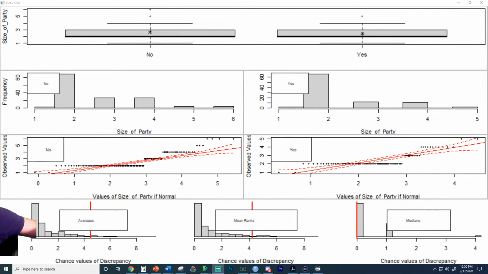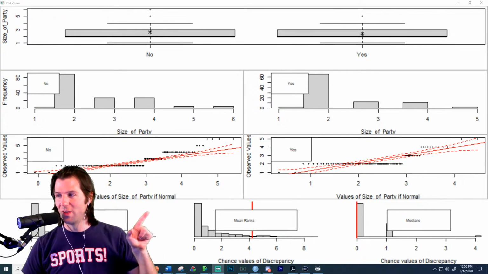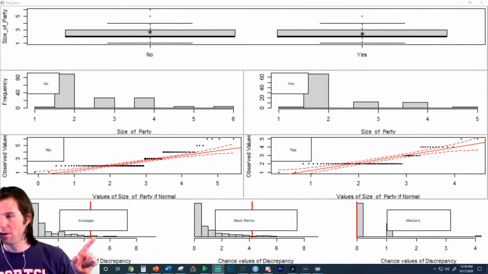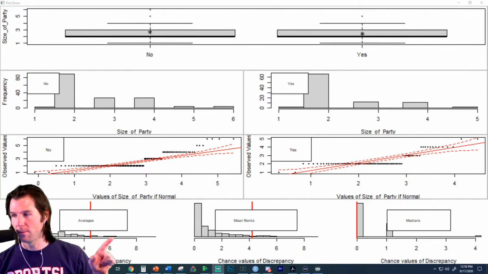I'll go this way. Gotta go over here. It's hard to tell where I'm at. So this is the random permutations right here for averages. And here is the p-value right here.